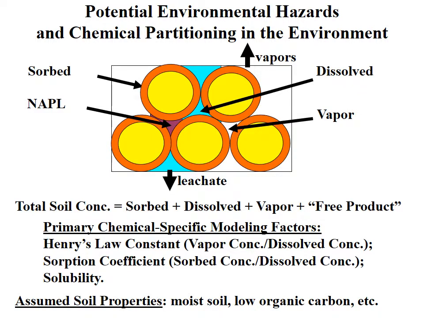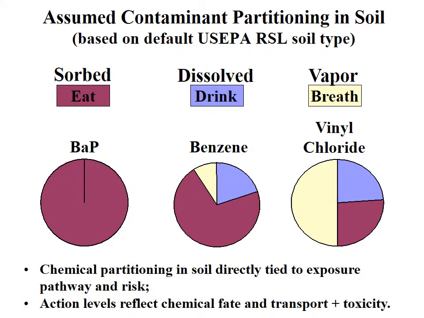It's semi-moist soil, low organic carbon content, and a few other parameters, high vapor permeability. This is all discussed in Appendix 1 of our guidance document, so I won't go into detail. So here's what happens with the chemicals when they are released to soil, how they partition in the soil. And again, this tends to drive the risk.